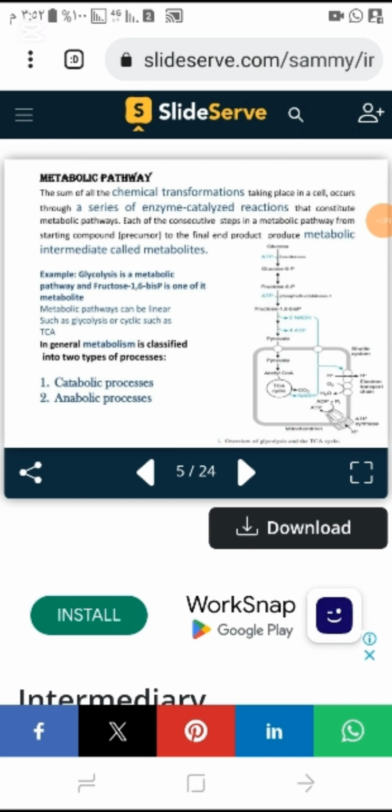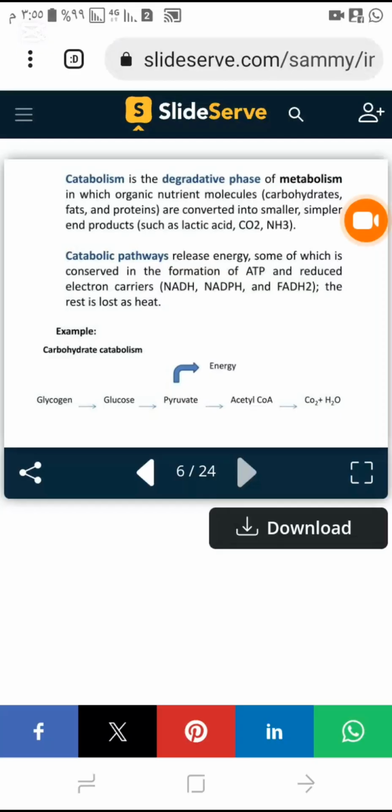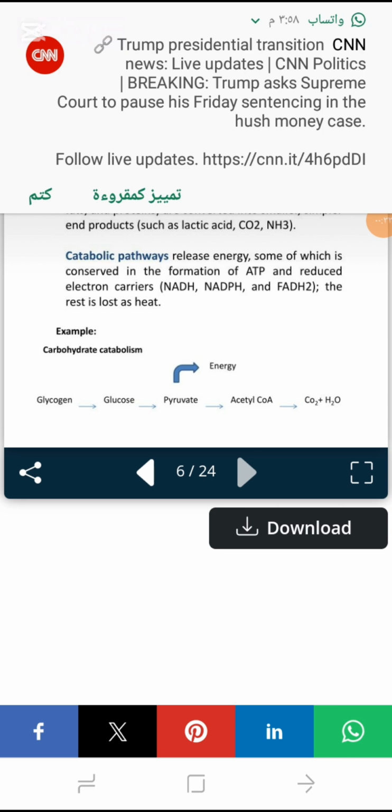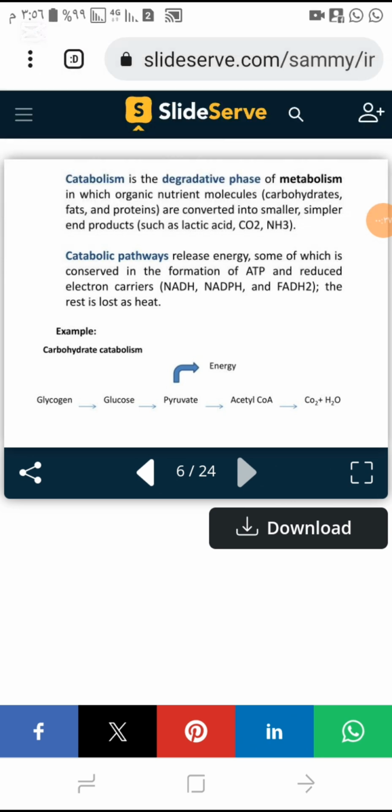In general, metabolism is classified into two types of processes: catabolic processes and anabolic processes. Catabolism is the degradative phase of metabolism, that is, the phase in which breakdown of organic nutrient molecules takes place and they are converted into smaller, simpler end products such as lactic acid, carbon dioxide, and ammonia. And catabolism is a process that releases energy, of which some is conserved in the formation of ATP and reduced electron carriers NADH, NADPH, and FADH2. The rest is lost as heat.